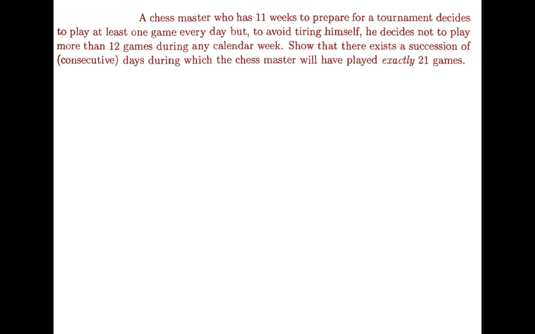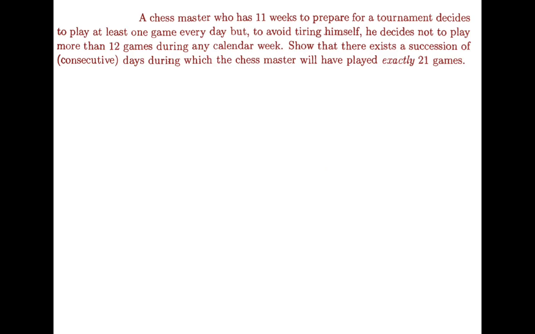It says that a chess master who has 11 weeks, and he plays at least one game every day, and decided not to play more than 12 games during a week. Show that there exist consecutive days. These consecutive days can be 3, 4, 5, any, but consecutive days must be there, where the chess master must have played exactly 21 games.